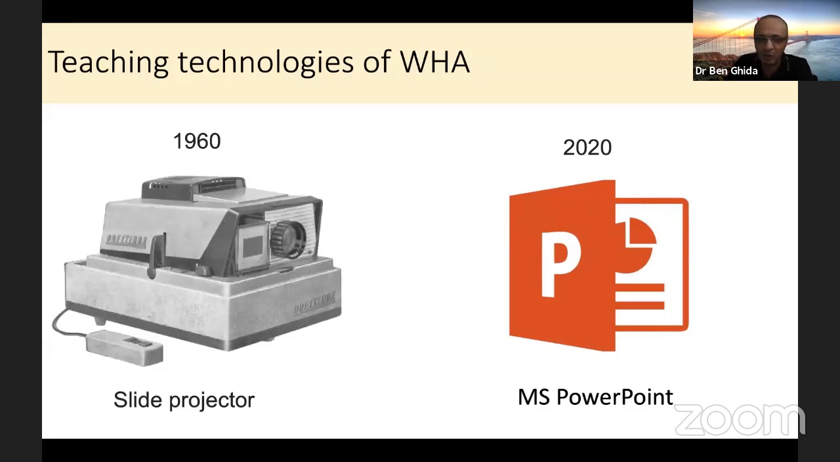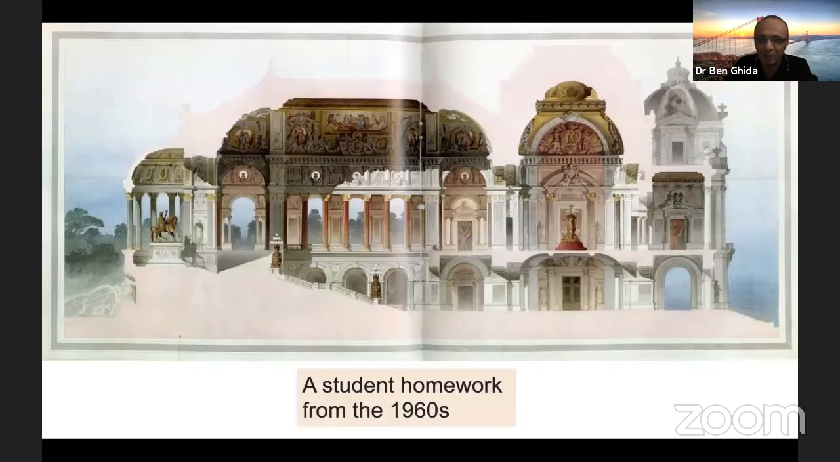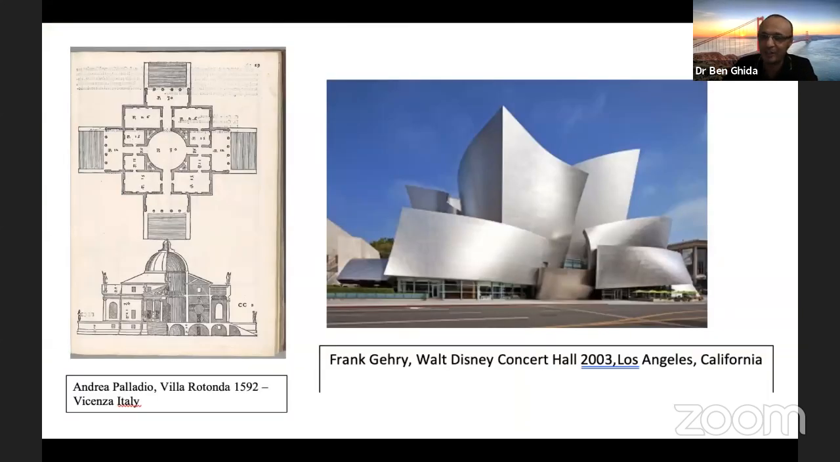And 60 years ago, we used slide projectors, which is exactly the same technology. Here is a student homework submitted 60 years ago in architecture school. They had to do some kind of graphic representation and submit it. Now, with my own students in the School of Architecture, I asked them to do an analysis of 2 different buildings, one in Italy, and one in the USA in contemporary style. These 2 buildings are really famous.